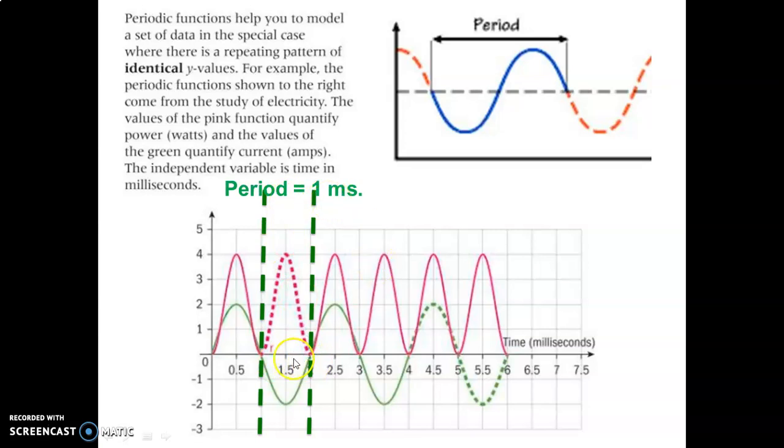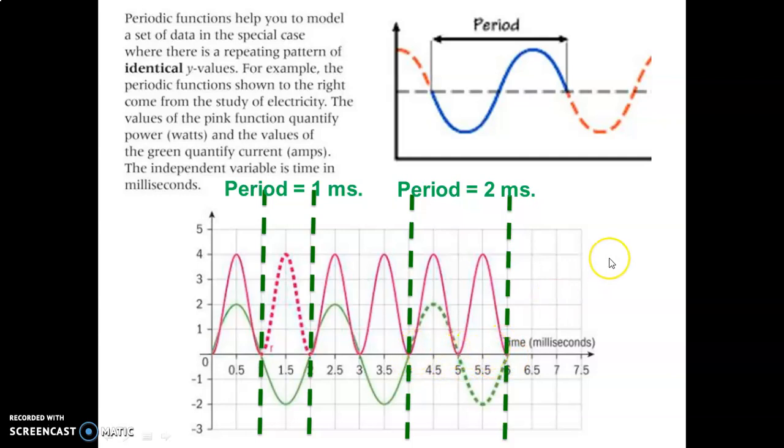Okay, what's the period of the green wave, the one measuring amps, current in amps? For the green one, we can take any slice of the wave, but I'm taking this one here where we have the dotted green curve. The wave begins there, goes up, goes down, and comes back to here, and then it'll repeat after that. So that's the one period, or one cycle, and that period has a length of 2 milliseconds, because we go from 4 to 6 here, so the period is 2 milliseconds.